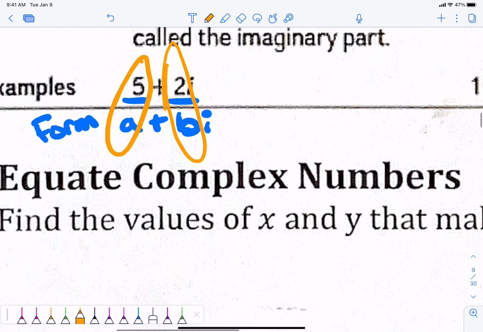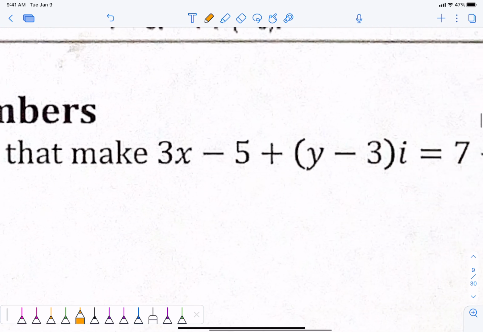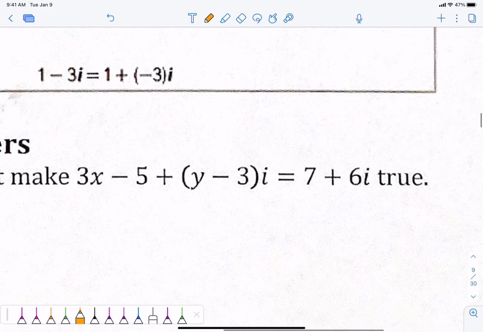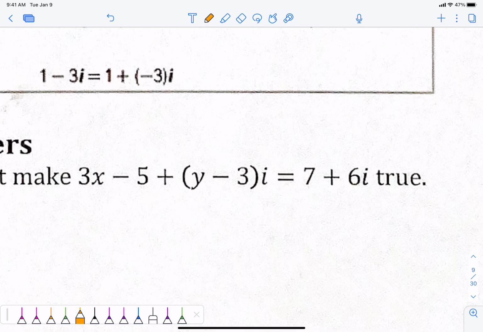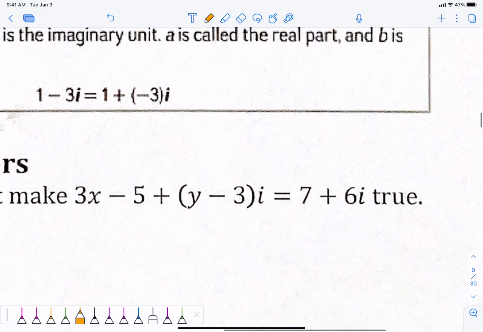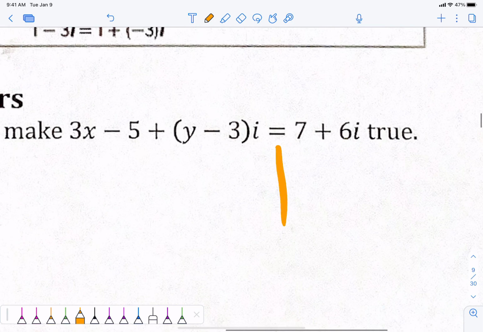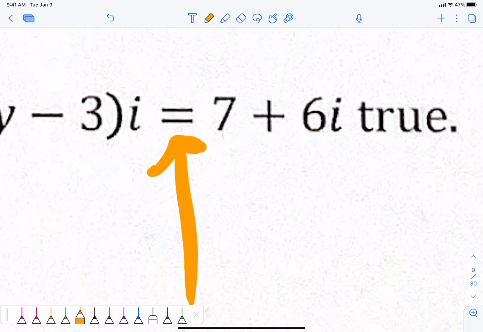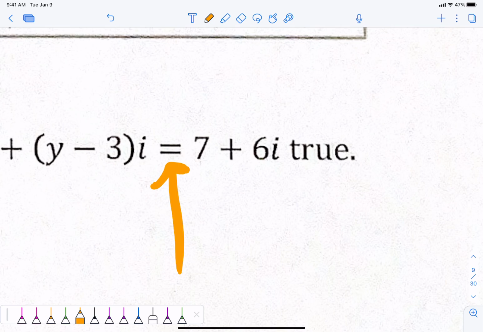All right, let's go down here, and it says find the values of x and y that make the equation true. Take a look at where your equal sign is. This is not hard to do, folks, actually. There's your equal sign. Just combine the terms. And let's look at the right side here.